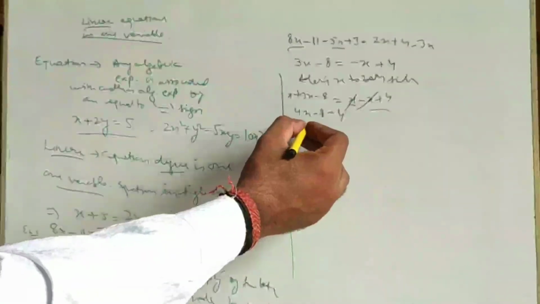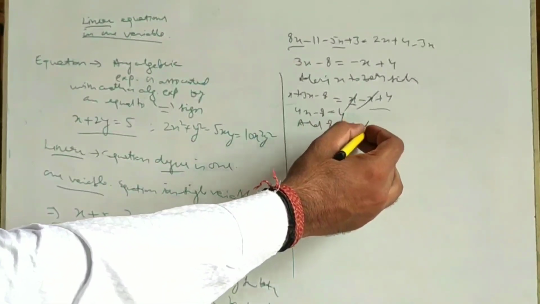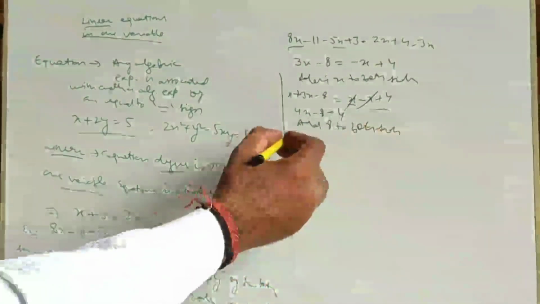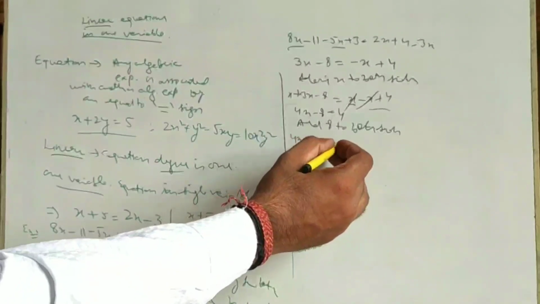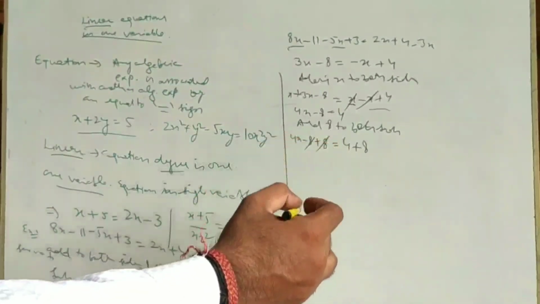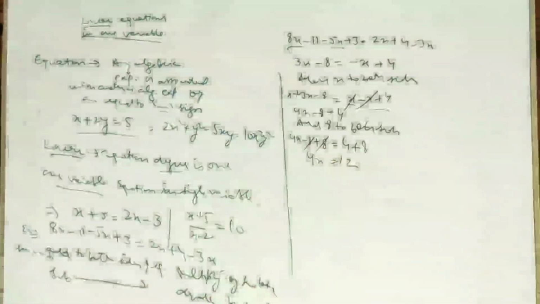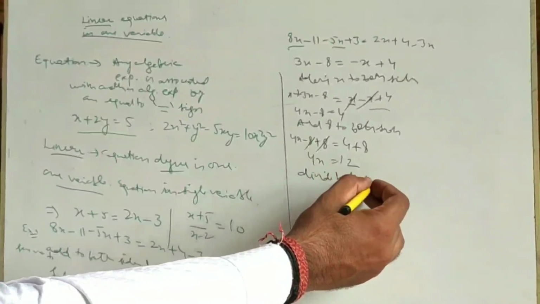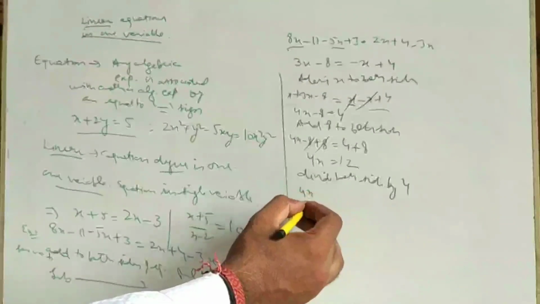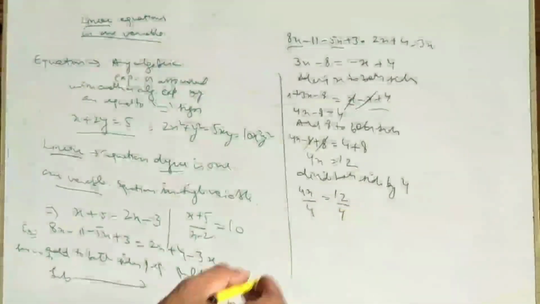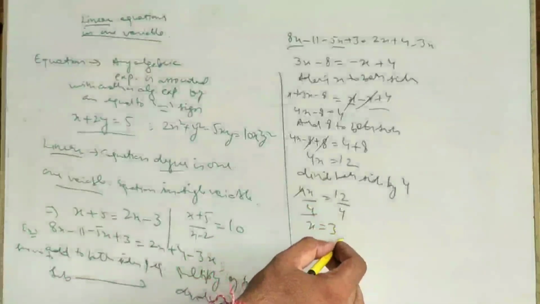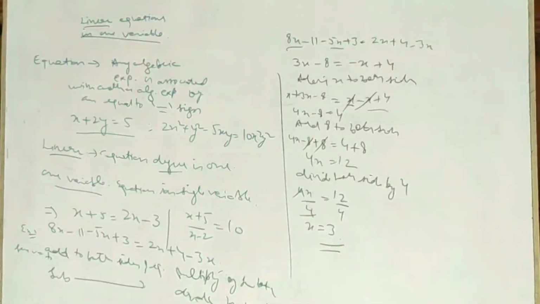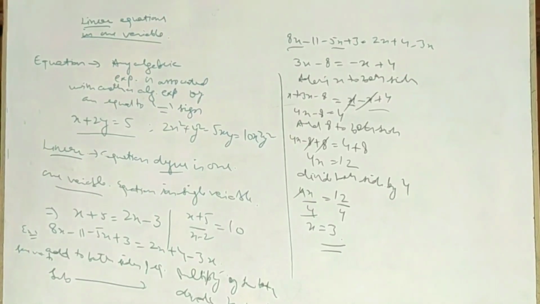Now we can add 8 to both sides. So this is 4x minus 8 plus 8 or 4 plus 8. So 8 and 8 get cancelled. So 4x is how much? 12. Now we can divide both sides by 4. So this becomes 4x by 4 is equal to 12 by 4. So this is x is equal to 3. So what we have got? We have got x is equal to 3, which is the solution of the given equation.